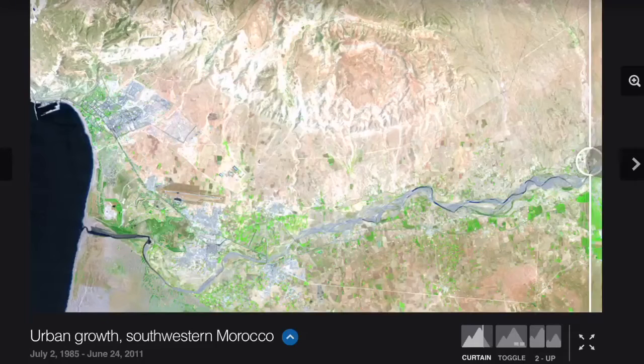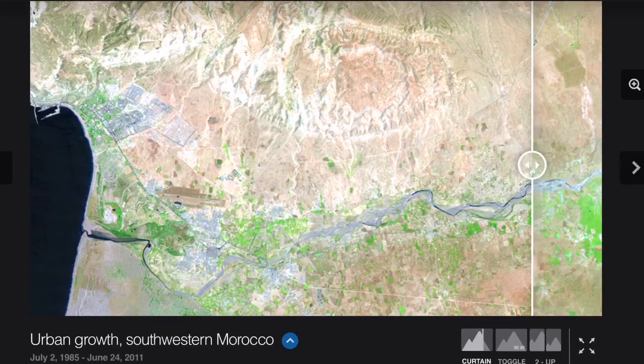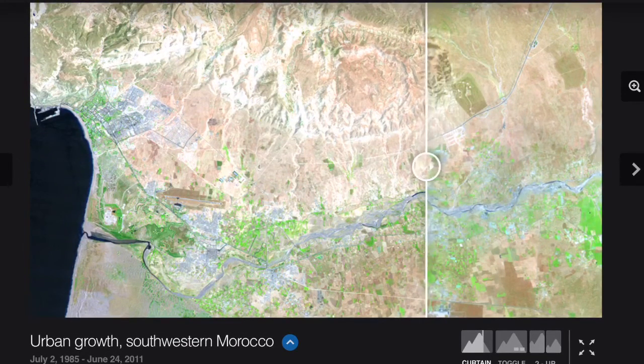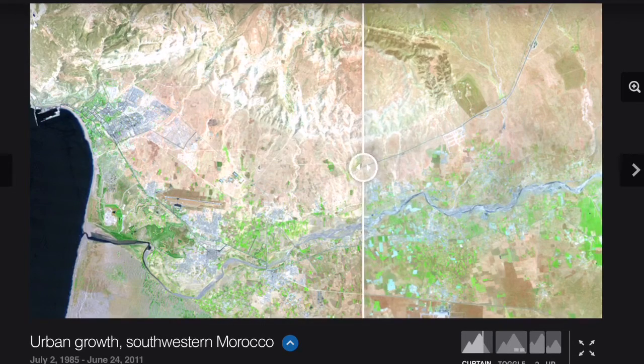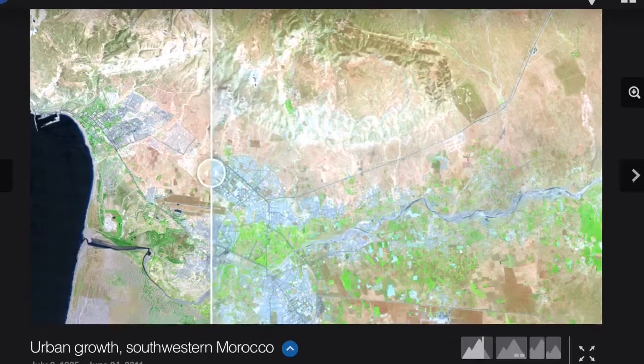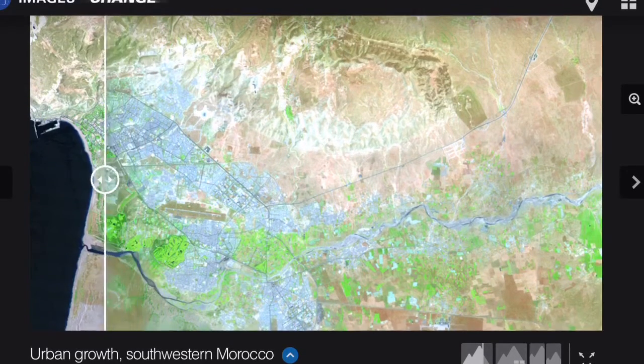The first image of change that we will be looking at is in southern West Morocco. And in this image, you can truly see that the population starts to grow from the center of the area and expands at a rapid pace towards the coastal area. And this is a very dramatic increase.